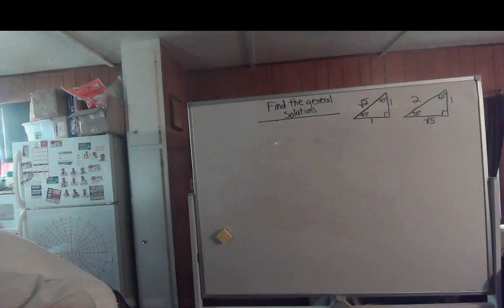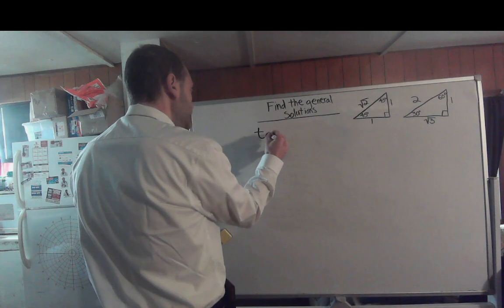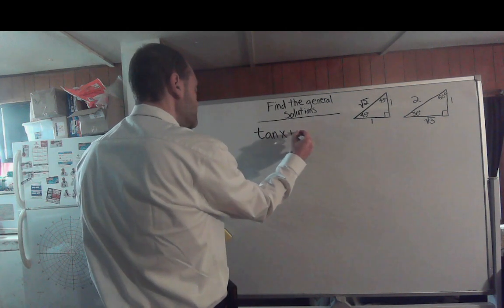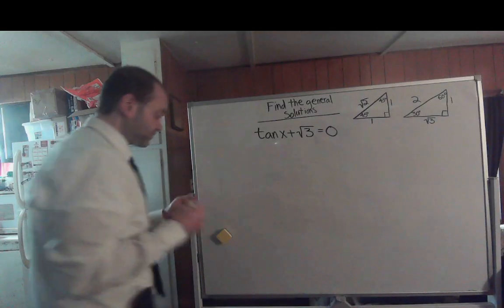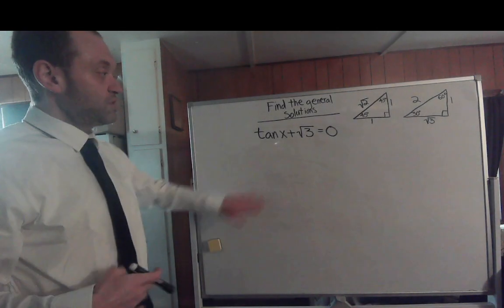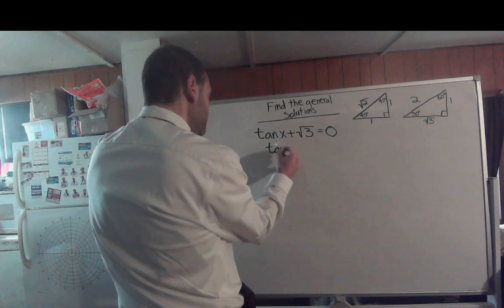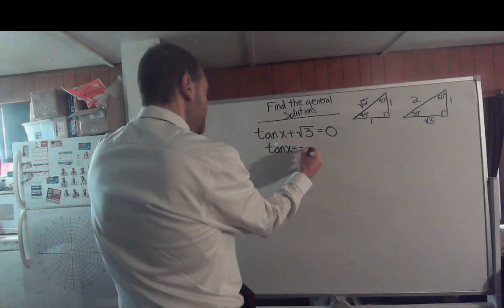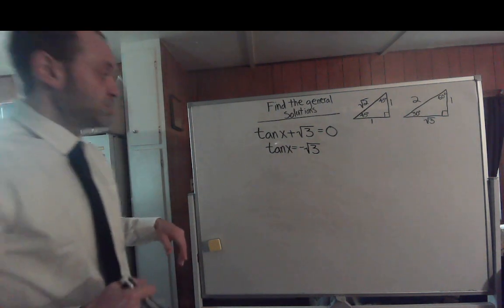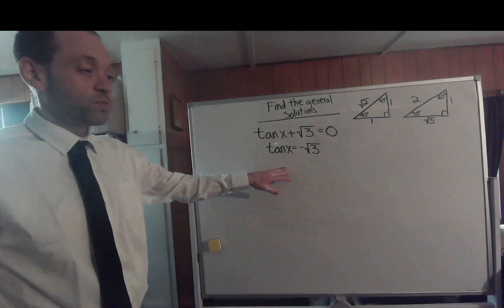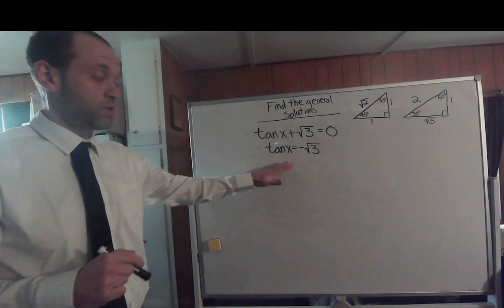Okay, let's see. We have the tangent of x plus the square root of 3 equals 0. So the tangent of x plus the square root of 3 equals 0. So this would turn into the tangent of x equals negative of the square root of 3. Well, the tangent of what angle gives you negative square root of 3? Well, first of all, where's the tangent negative? That's going to be in the second and fourth quadrants.